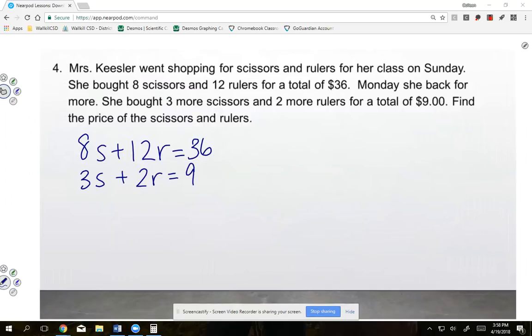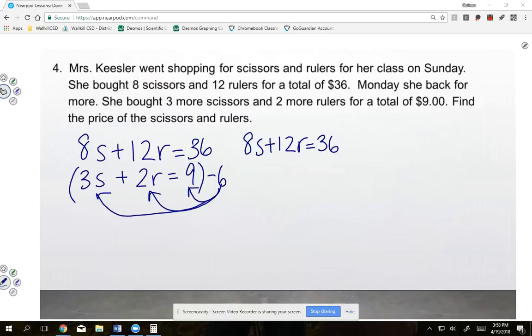Now we use the process of elimination. First, we have to figure out what we're going to multiply one of the equations by. Since we know 2 is a factor of 12, we can multiply the second equation by -6 in order to cancel out the R's. I bring over the first equation, multiply the second all by -6, and that gives me -18S minus 12R equals -54.